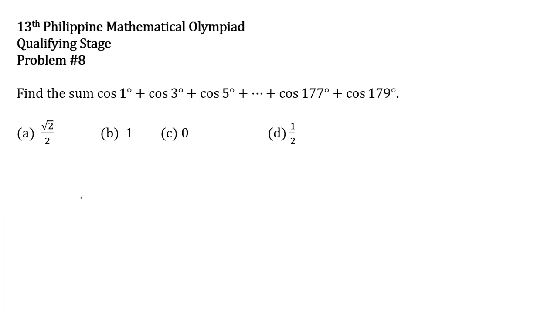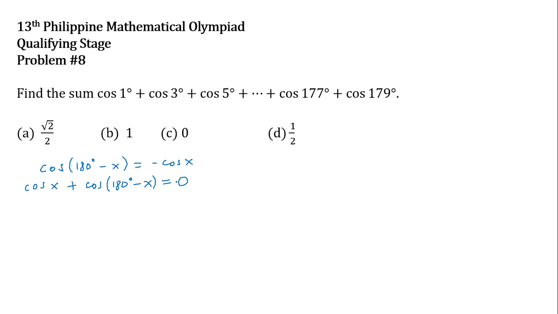So what is that identity? It's cosine of 180 degrees minus x equals the negative of cosine x. Okay, so if we gather all the terms in the left hand side, we get cosine x plus cosine of 180 degrees minus x equals 0.